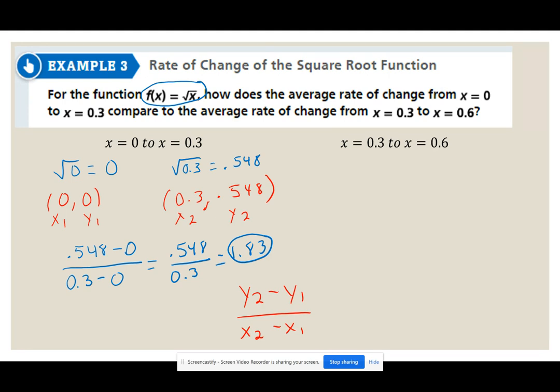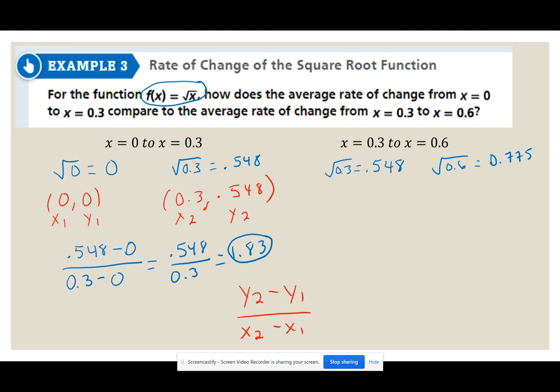Okay, so now we have to do the same thing with the other one. We already know the square root of 3/10 is 0.548 because we already found that from before. Now we have to do the square root of 6/10. Okay, the square root of 6/10 is 0.775.